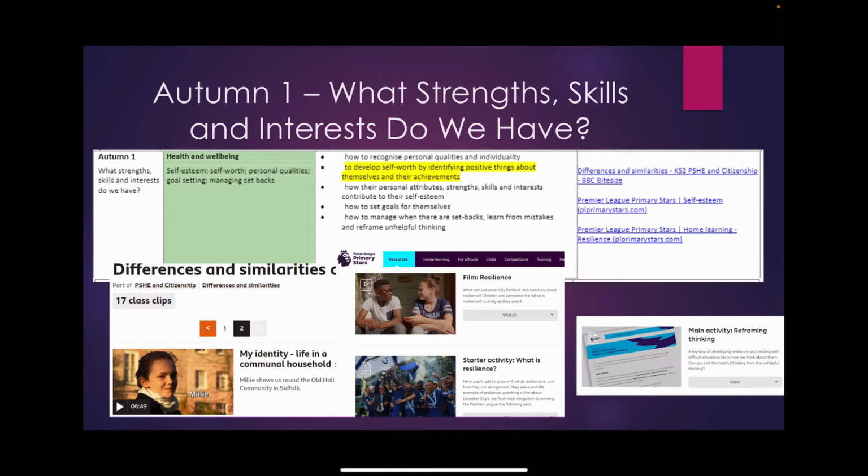We also look at setting achievable goals throughout the year and how to manage when they face setbacks or make mistakes. We change the way they think to be more positive about themselves. To do this, we use videos on BBC Bitesize and resources from Premier League Primary Stars looking at resilience and self-esteem.